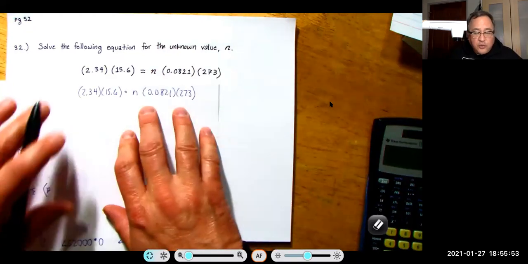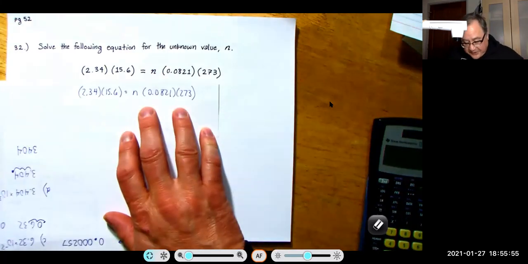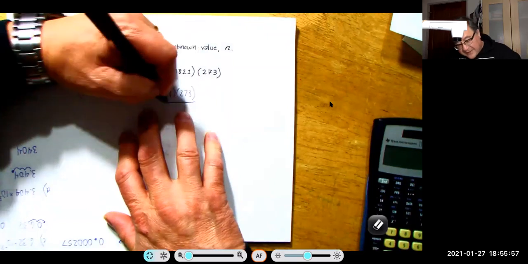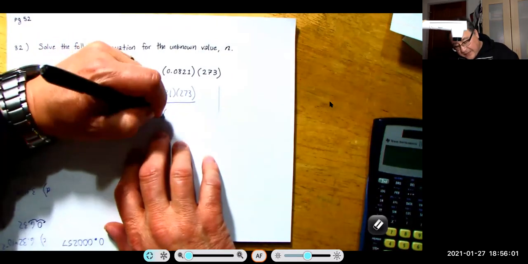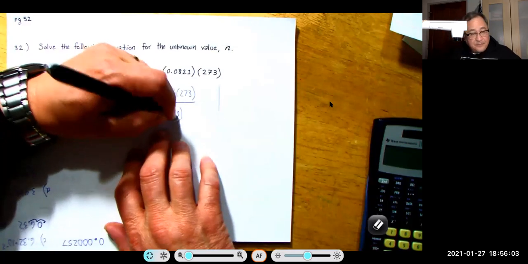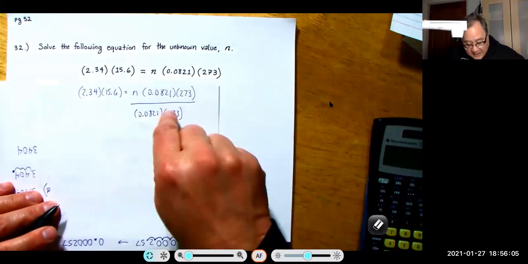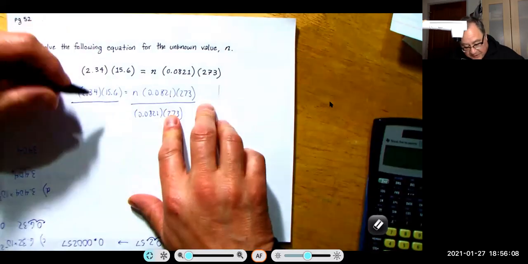Recording. So what I'm about to show you, you wouldn't bother showing me on a test, but you're going to divide this side by 0.0821 and 273. If you're going to do that to this side, you're going to do the same thing to the other side.